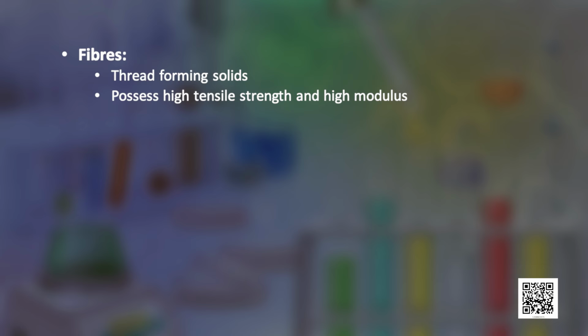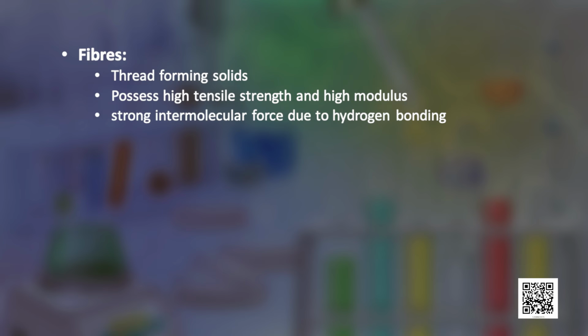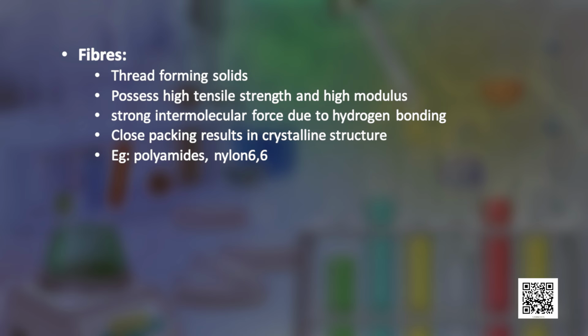The next subcategory is fibers. These are thread forming solids which possess high tensile strength and high modulus. These characteristics can be attributed to strong intermolecular forces like hydrogen bonding. These forces also lead to close packing of chains and thus impart crystalline nature. Examples of this category are polyamides such as nylon 6,6 and polyesters such as terylene.